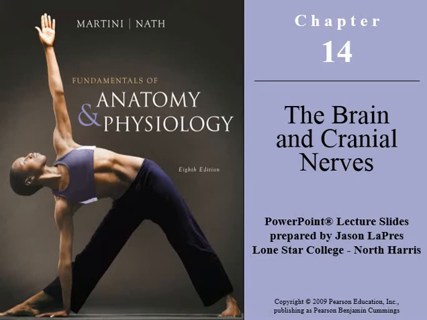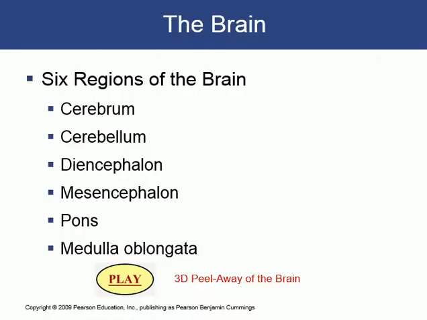So chapter 14 is the brain and cranial nerves. We finished everything about the spinal cord, and now this is the brain. If you still remember, the nervous system in general consists of central and peripheral nervous system. And the central nervous system consists of brain and spinal cord. We finished the spinal cord.